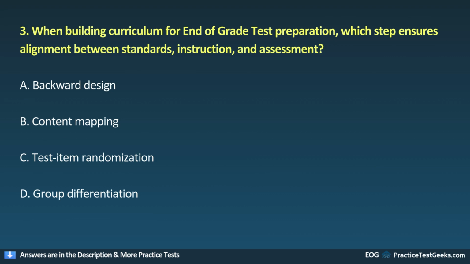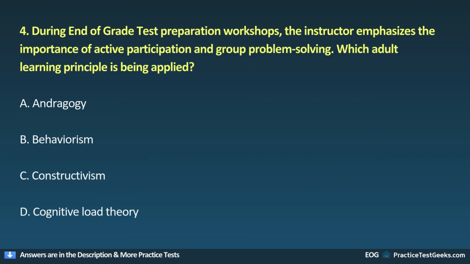3. When building curriculum for end-of-grade test preparation, which step ensures alignment between standards, instruction, and assessment? A. Backward design. B. Content mapping. C. Test item randomization. D. Group differentiation. 4. During end-of-grade test preparation workshops, the instructor emphasizes the importance of active participation and group problem solving.